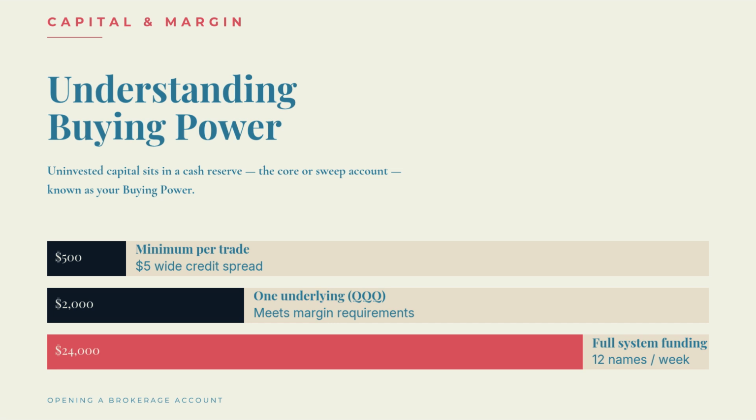And that's going to allow you to have 4 trades on at once, which is what we call laddering. So we do 1 trade every week. And then in order to have the full system down where you're trading all 12 names or underlyings, you're going to need $24,000. So, again, I think at minimum 2,000.